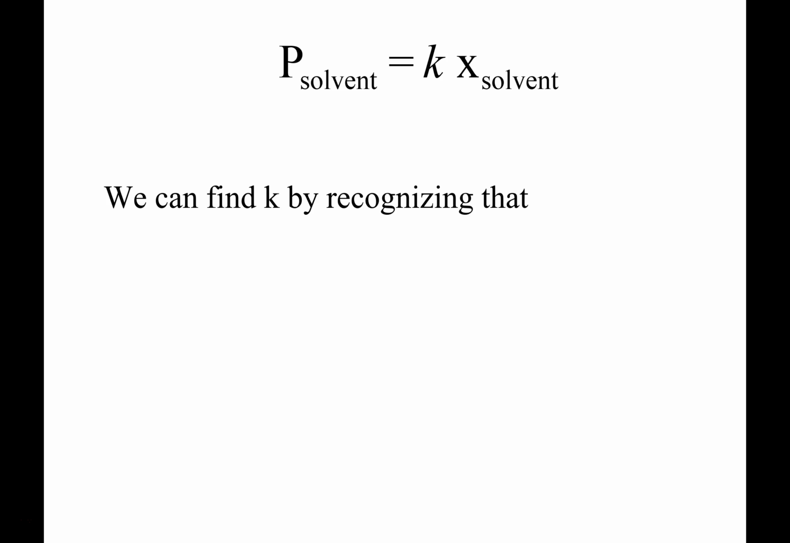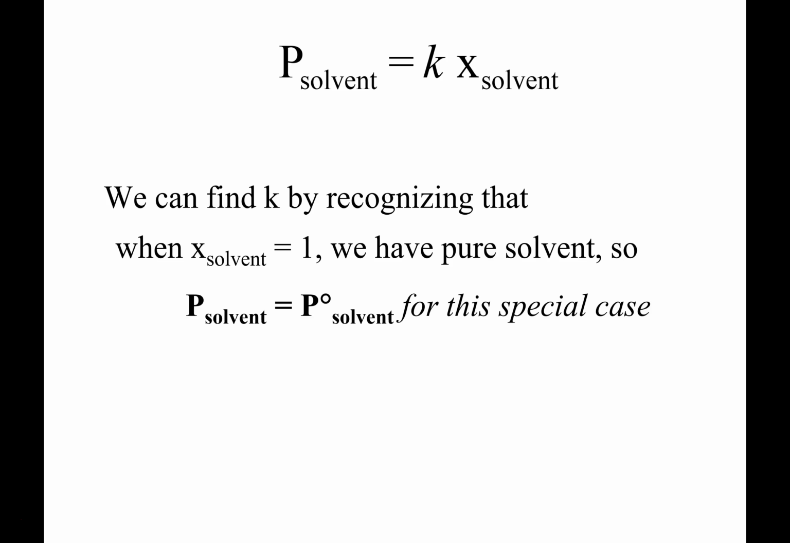What if the solvent that you're dealing with is pure? If the solvent that you're dealing with is pure, that means its mole fraction is 1. So if its mole fraction is 1, if it's pure stuff, then does this make sense that that K actually is going to be your P naught?